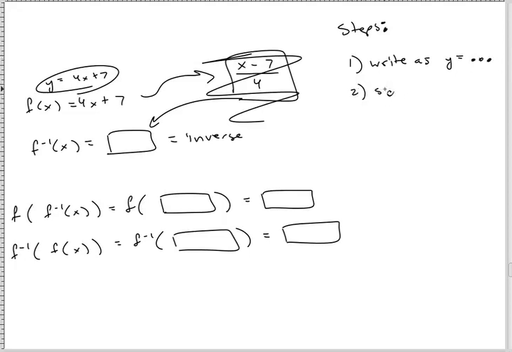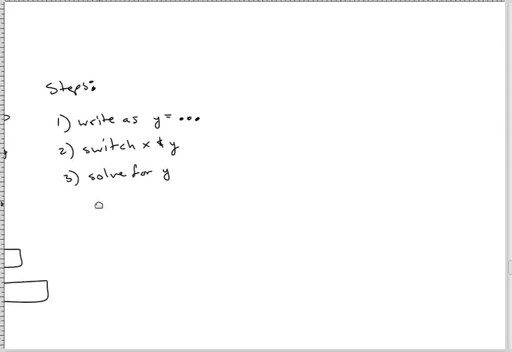Step 2, you're going to switch your x and y. So wherever you see an x, you're going to put a y. Everywhere you see a y, put an x. I'll definitely show that here in a second. And then number 3, you're going to solve for y. Okay? So let's do that.